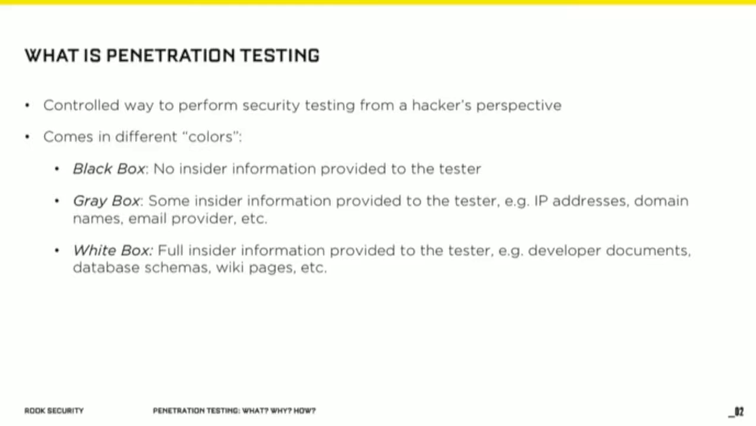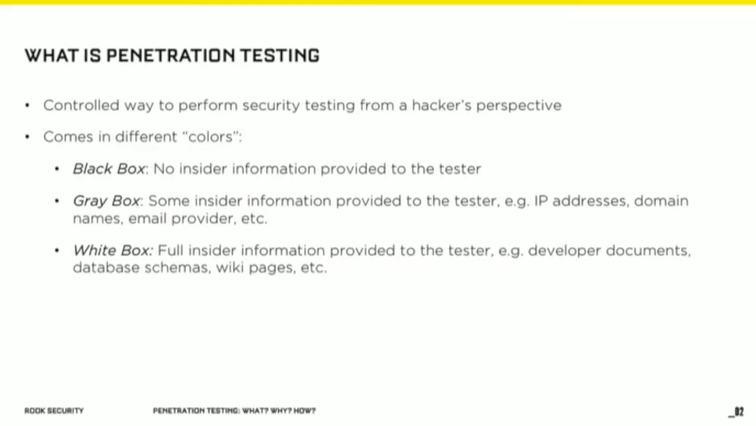No information is provided. You essentially just have your target and have to do all the reconnaissance and information gathering on your own. On the complete flip side, you have white box penetration testing. Any and all information that the testing team might want or need to fulfill the engagement, they are provided. That could be developer documentation, source code, even sometimes password hashes if that seems necessary for the engagement. And then in the middle, the hybrid of the two is gray box. You have some information, but not all of the information.